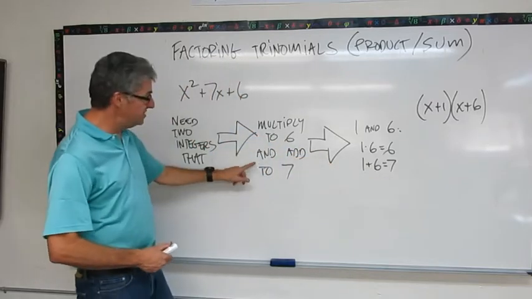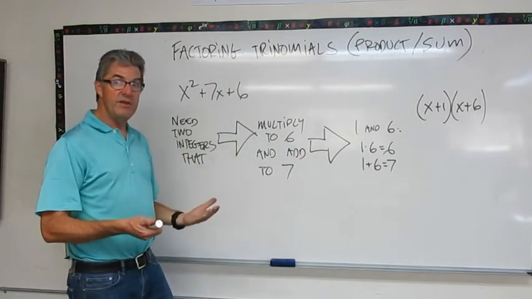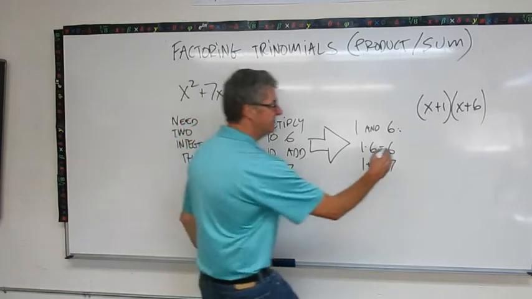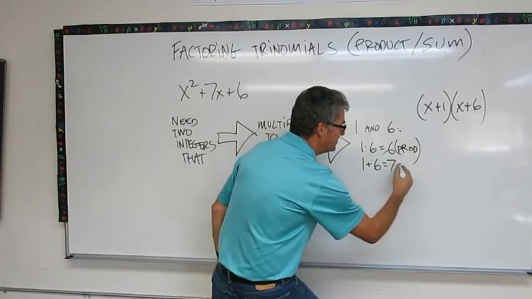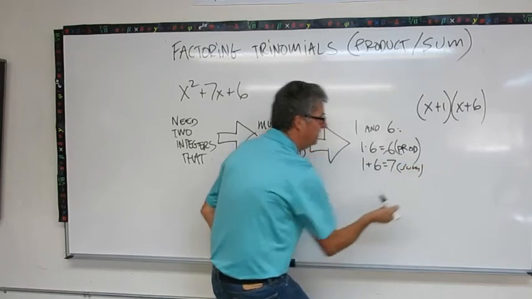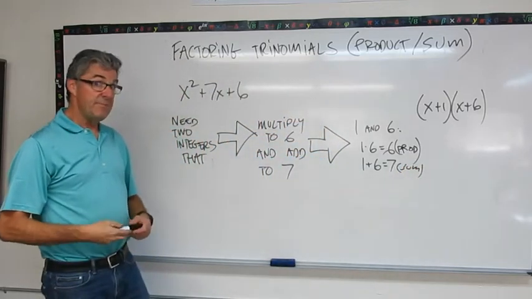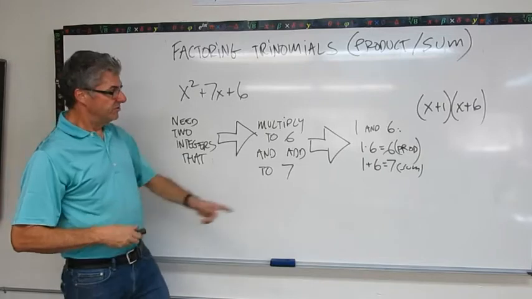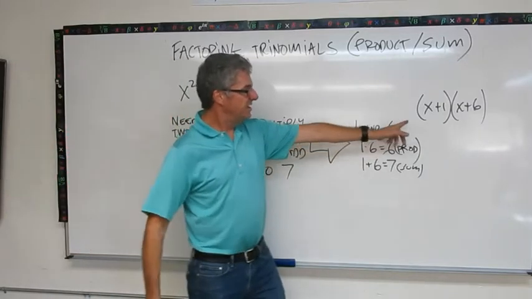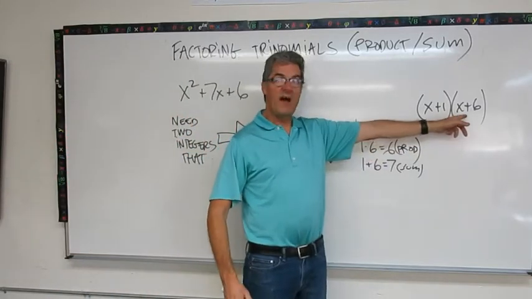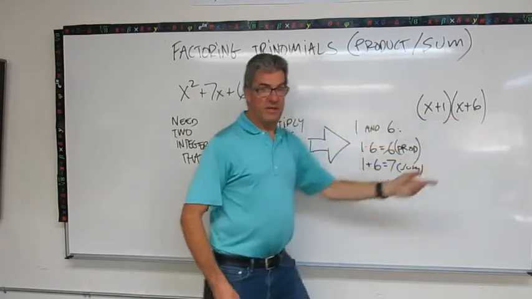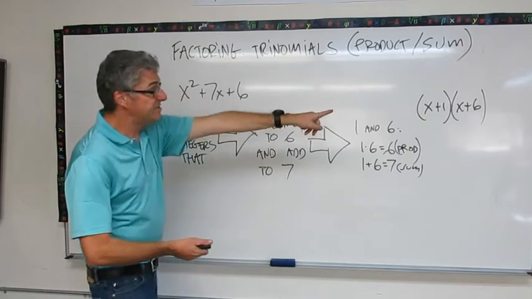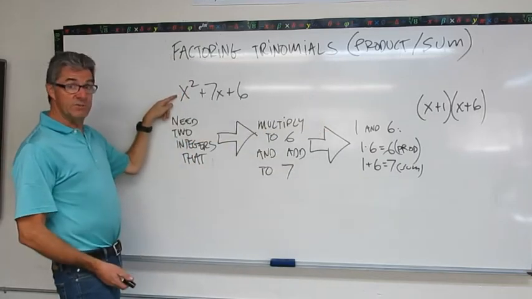So that fits this rule, and this is why we call it the product sum. This is the product right there, and this is the sum. So the next step is pretty straightforward. You just take these two numbers, 1 and 6, and you plug them into two binomials like that one. So x plus 1 times x plus 6. And that's the result. That is the factorized version of this expression.